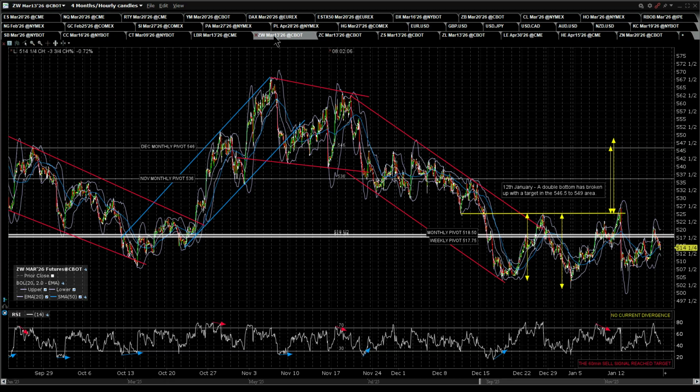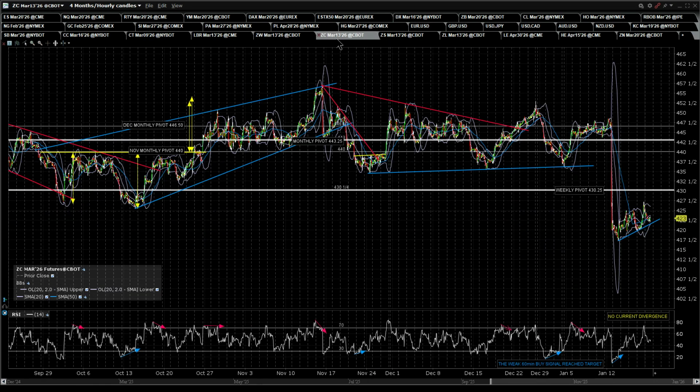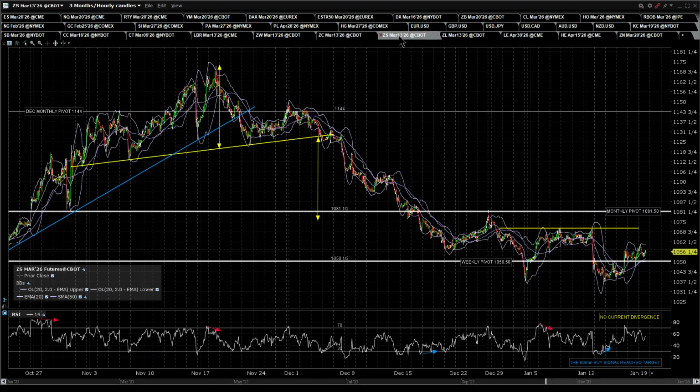Looking at ZW. ZW, we've got a double bottom which broke up and then almost failed, but maybe having another try. If it can get back over and convert the monthly pivot, that could still make the double bottom target in the 546.5 to 549 area. Looking at corn, we have this big breakdown here, and this looks an awful lot like a little bear flag forming, setting up a retest of this low. Looking at ZS, possible double bottom here, and it's holding for the moment. We've not continued down. If we were to see a sustained break up over about the 1070 area, then this would have a target in about the 1105 area.